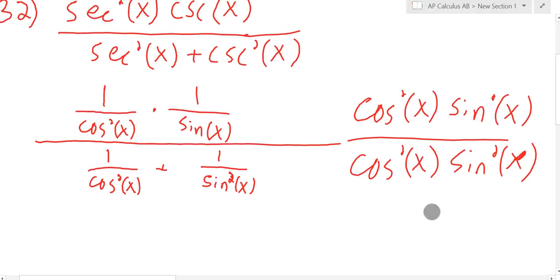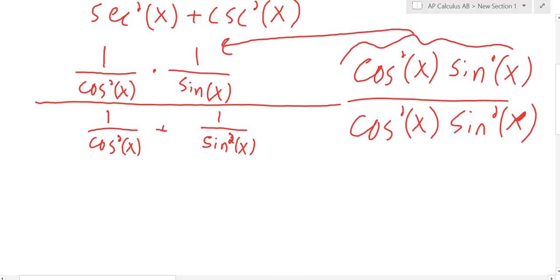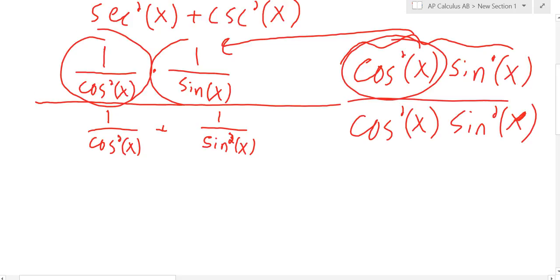So when we do the top here, we're going to multiply both of these things over to here. And what's going to cancel? All the cosine squared cancels right out, because we're dividing by a cosine squared here and we're multiplying by cosine squared. That just cancels. And then we have 1 over sine and a sine squared. What's that reduced to? Just sine. So the whole numerator just becomes sine of x. Okay?